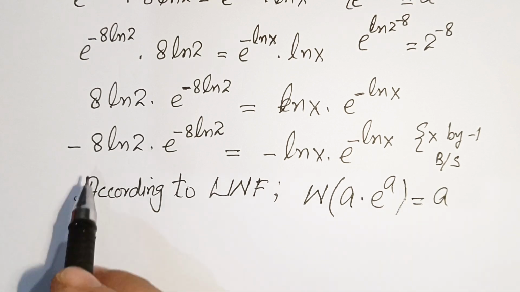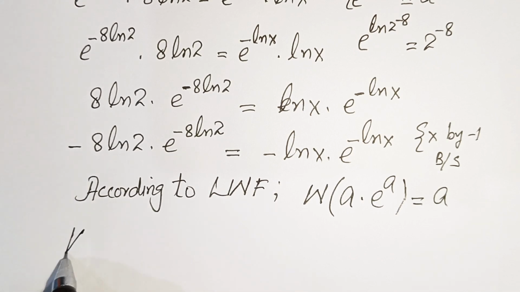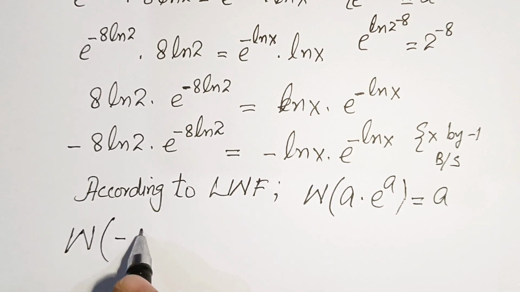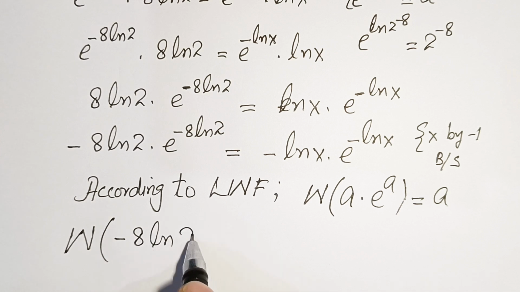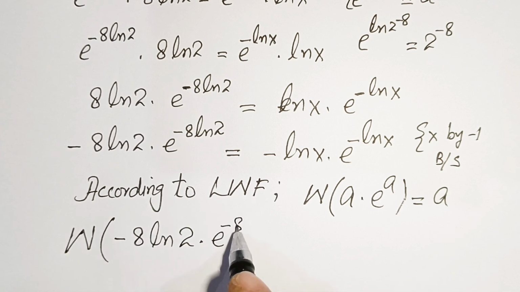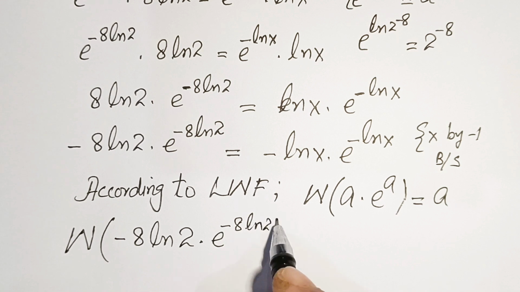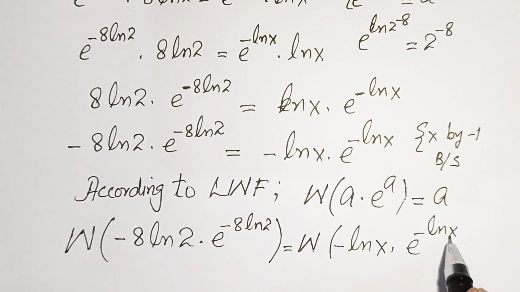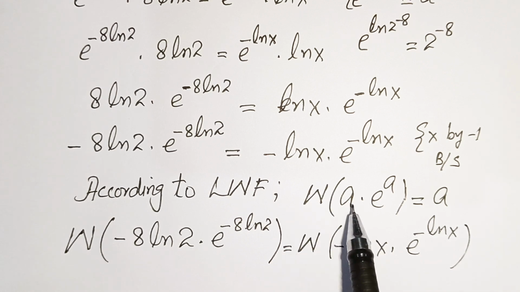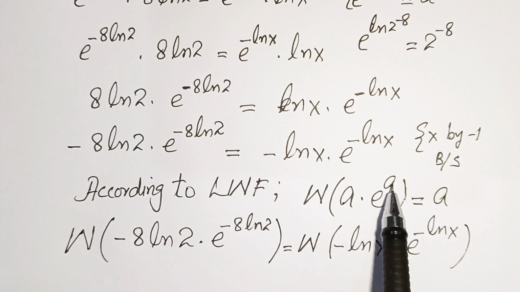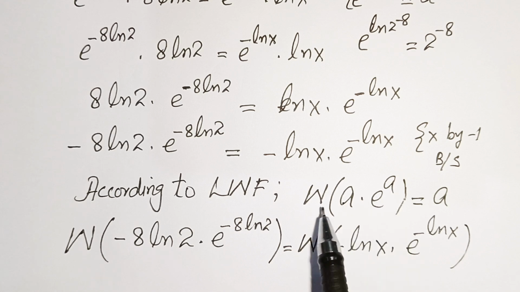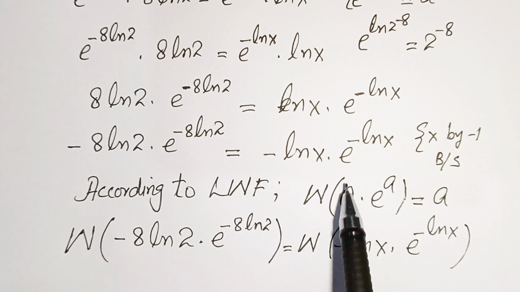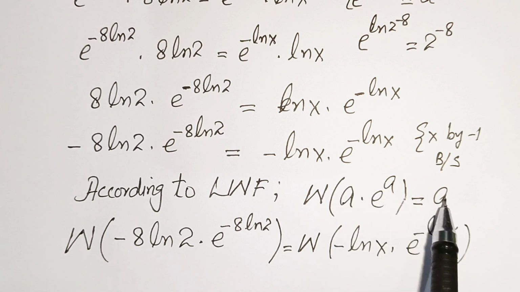So here, applying the Lambert W function on both sides, we get W of minus 8 natural log of 2 times e to the power minus 8 natural log of 2 is equal to W of minus natural log of x times e to the power minus natural log of x. So in the Lambert W function, if we have a, then the exponent should be the same, which is a. Then the Lambert W function on this gives the same result as a.